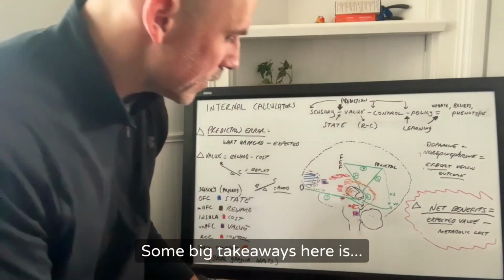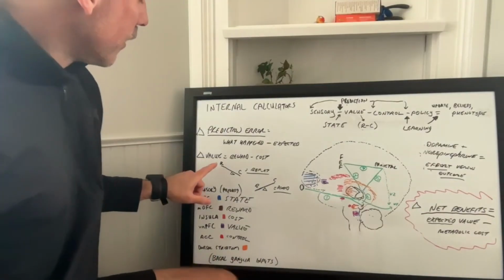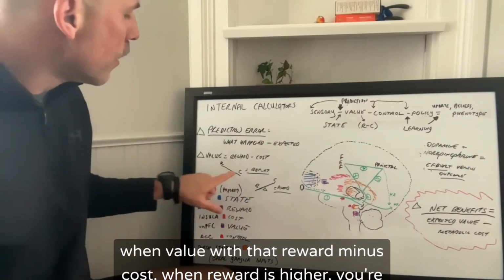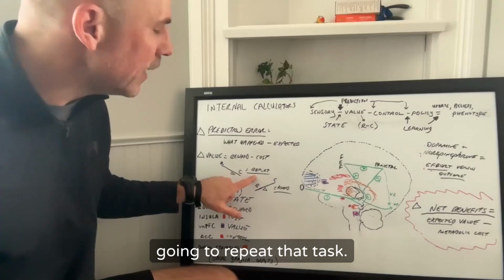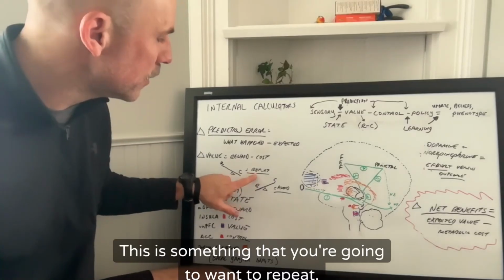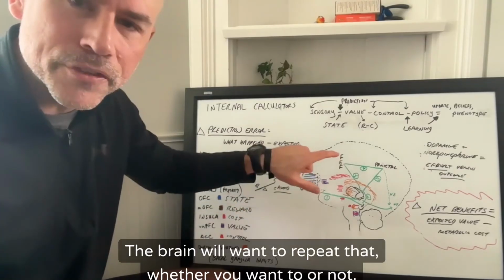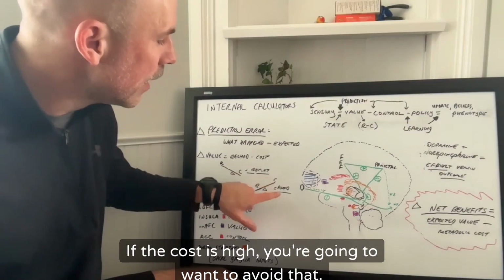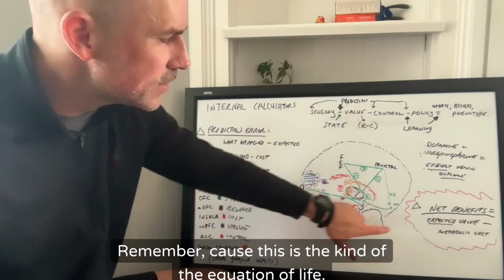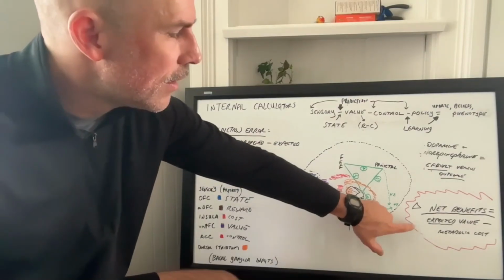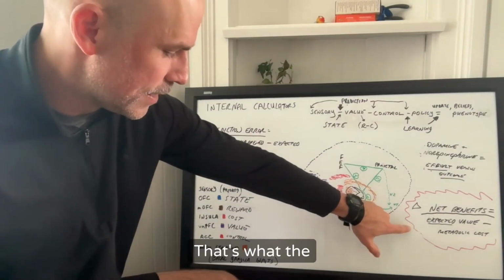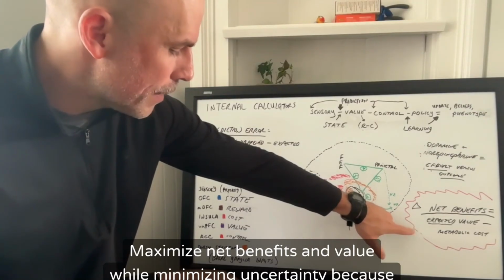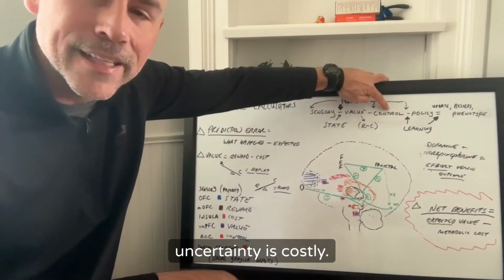Some big takeaways here: when value, with that reward minus cost, reward is higher, you're going to repeat that task. This is something that you're going to want to repeat. The brain will want to repeat that, whether you want to or not. If the cost is high, you're going to want to avoid that. Remember, because this is kind of the equation of life. How do you maximize net benefits? That's what the brain is trying to do, maximize net benefits and value while minimizing uncertainty, because uncertainty is costly.